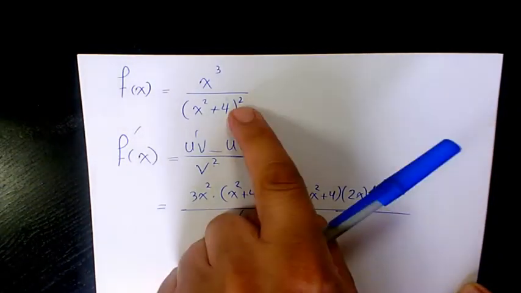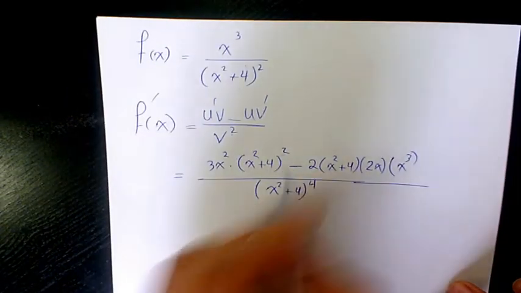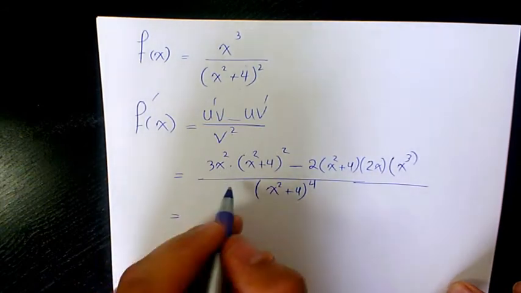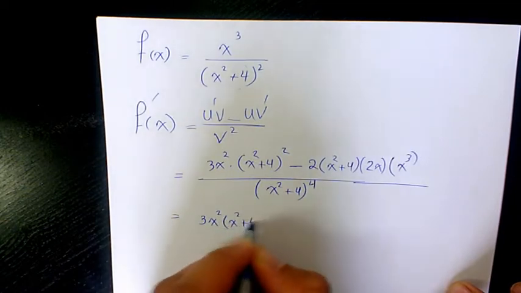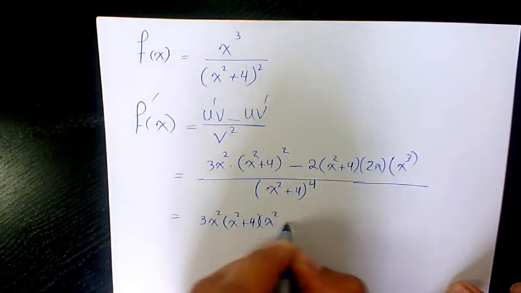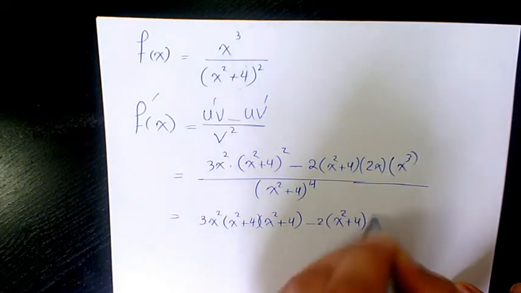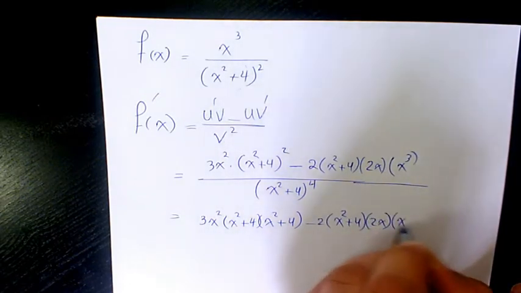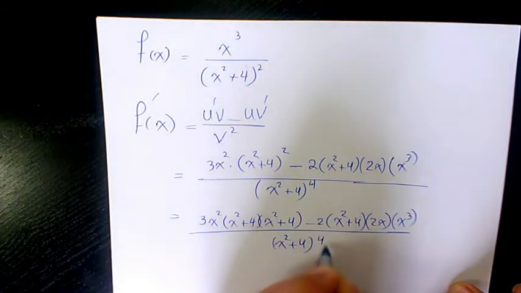Why 4? Because here we have squared to the power of 2. 2 times 2 is going to be 4. So let's see if we can simplify it. So we have 3x squared, (x squared plus 4) times (x squared plus 4), minus 2 times (x squared plus 4), 2x times x cubed, divided by (x squared plus 4) to the power of 4.